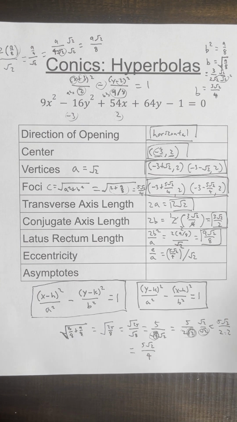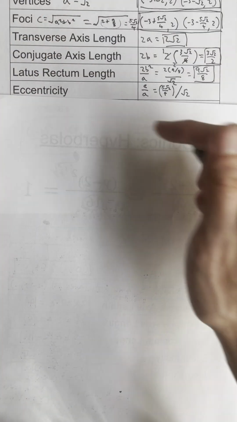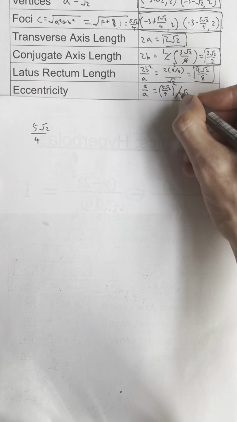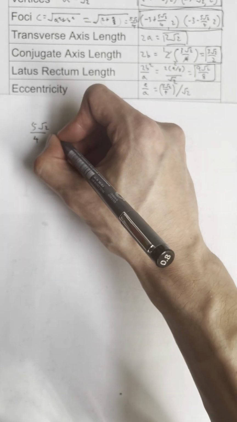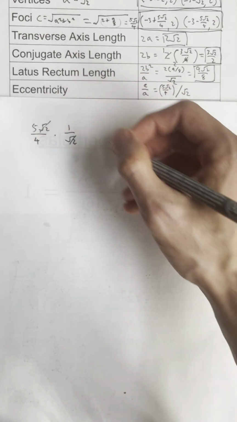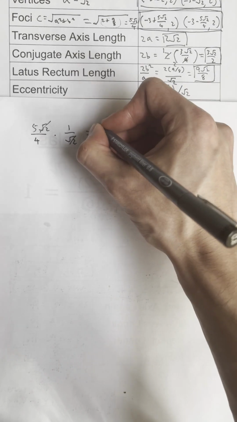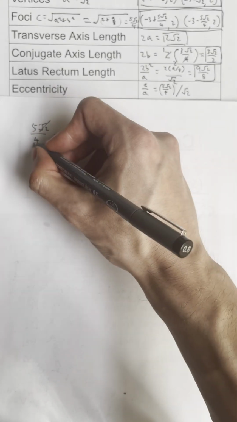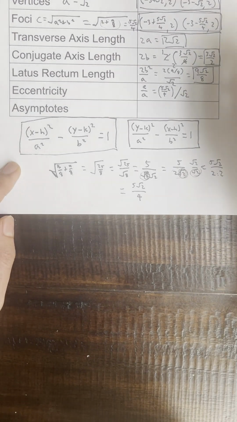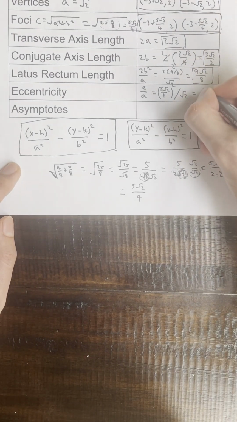Okay, let's see here. Sorry. I'll get another sheet of paper and simplify this. So 5 root 2 over 4 divided by root 2. That's the same thing as times 1 over root 2. What can we simplify here? We can just cross out the root 2's. So this just becomes 5 times 1, 5 over 4. So the eccentricity is 5 over 4.